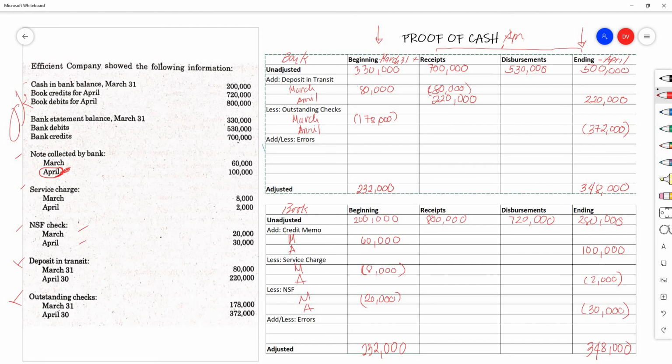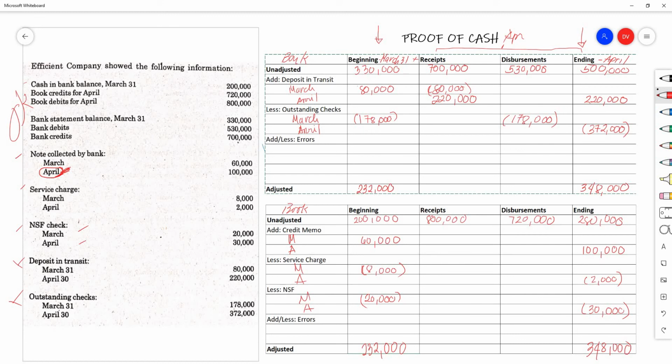We go to outstanding check. Ito ay disbursement ng March. Okay? Dahil hindi umabot sa cut-off, kailan na siya maisasama sa disbursement? Sa April na. So, kasama ba siya sa disbursements dito? Yes. Naisama siya dyan. Pero tama ba na nandito siya? Hindi. So, minus 178. Again, we're trying to check if the receipts and disbursements are all receipts and disbursements of April. Okay?